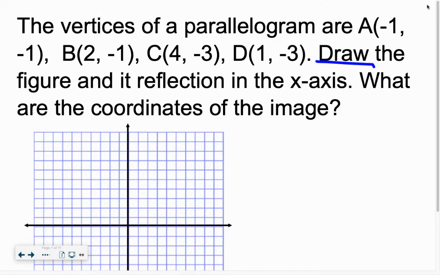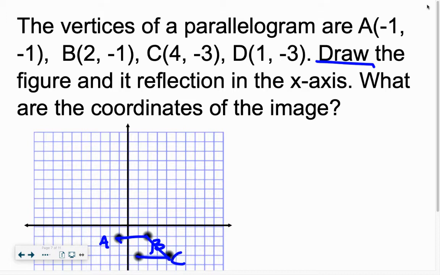A at -1, -1. B, go ahead and label that, at 2, -1. C at 4, -3. So over 1, 2, 3, 4, down 1, 2, 3. Put a letter C there. And D at 1, -3. Again, if you'd like to have bigger dots on that, you can do that as well, so they're nice circles. And then just connect those guys together.